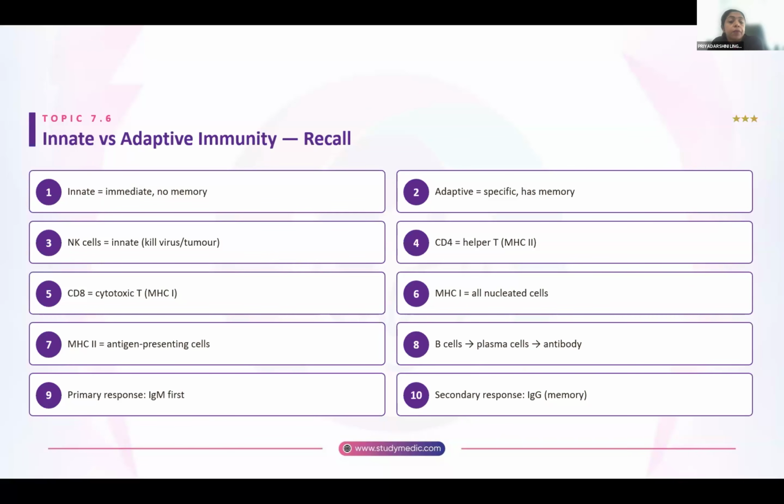Your B cells are going to produce your plasma cells, and from your plasma cells you're going to get your antibodies. Now, coming to primary response, it is from your IgM, and secondary response is from the IgG. These are some key points you need to remember about immunity.